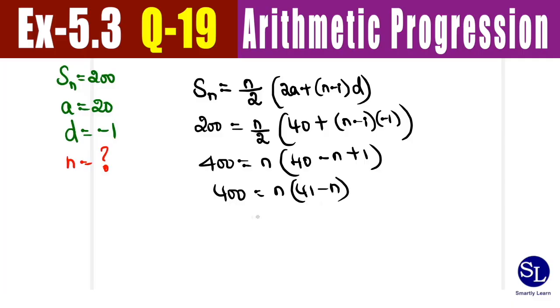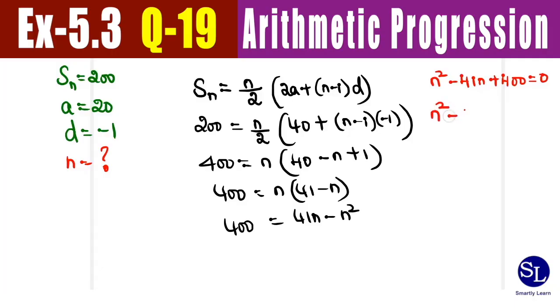So let's do a term-wise multiplication. 400 is equal to 41n minus n squared. Rearrange this as a quadratic equation. So n squared minus 41n plus 400 is equal to 0. So I need to split the middle term for 400 such that I get minus 41n. So 25 into 16, we are going to get 41.